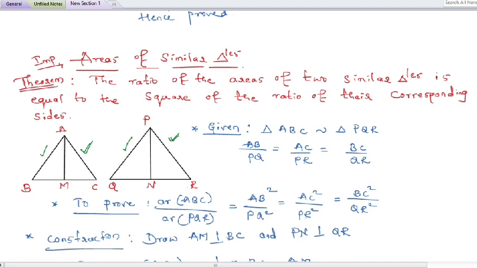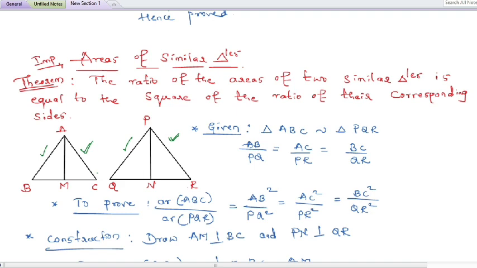So this is the given condition. What is going to be proved here? To prove: area of ABC divided by area of PQR is equal to the square of the ratio of their corresponding sides. Its corresponding sides are what? AB by PQ is the corresponding side. So AB square by PQ square is equal to AC square by PR square is equal to BC square by QR square.